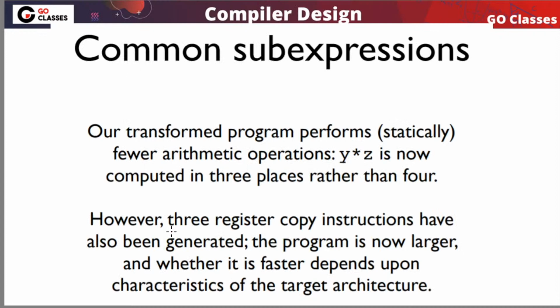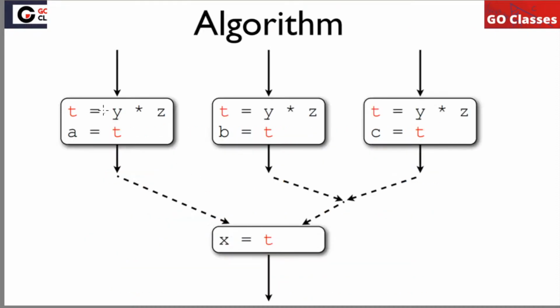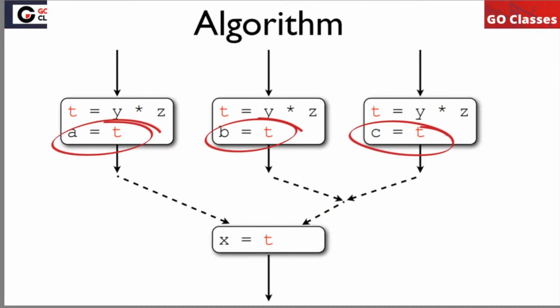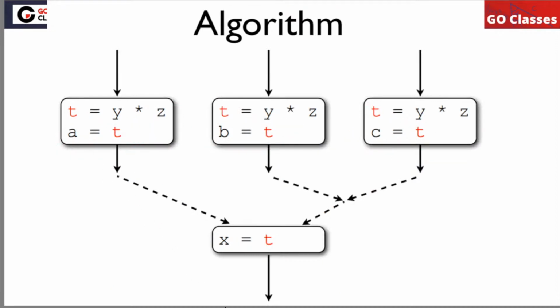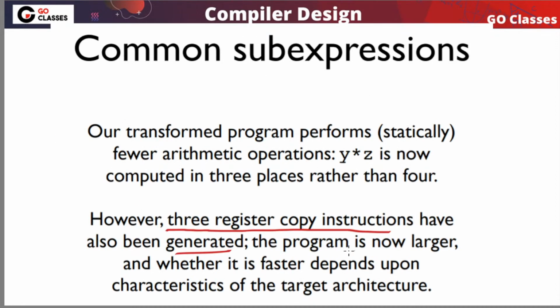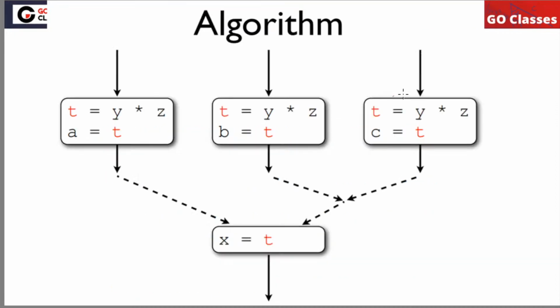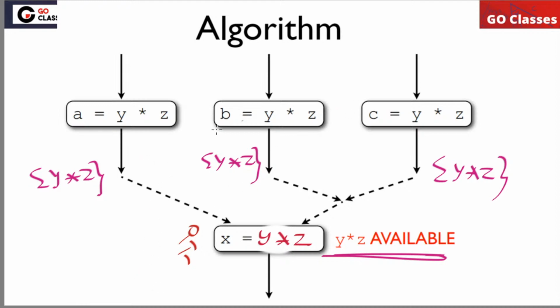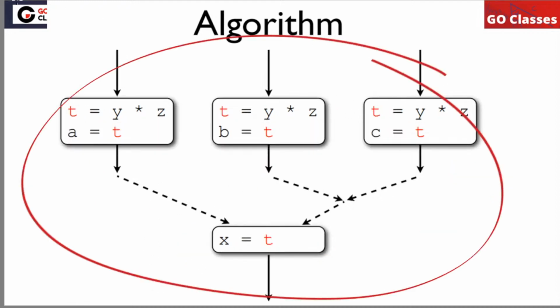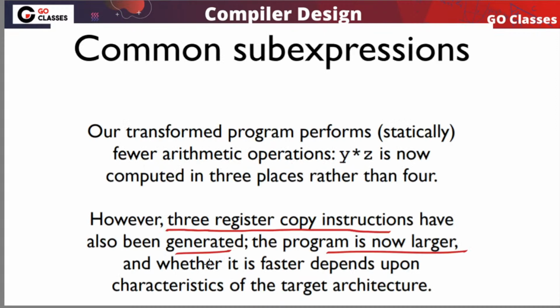You can notice that 3 register copy instructions have been generated. These are new instructions: this instruction, this instruction, this instruction. Because these new instructions have been generated, the program is larger. Initially your program was very simple. Now your program has gotten larger.